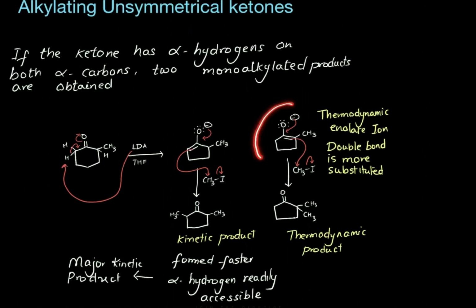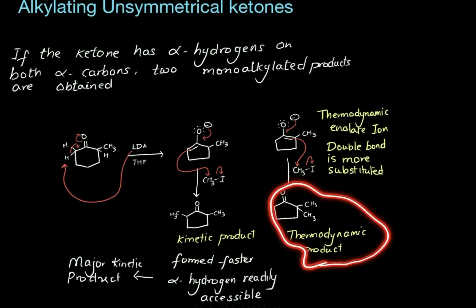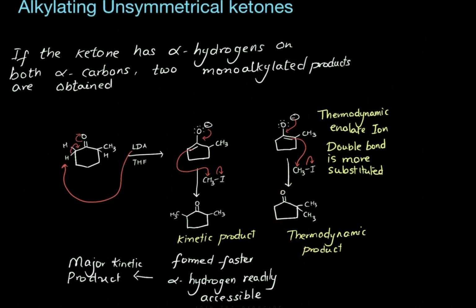Okay, and then once it forms the stable enolate, it's going to do the nucleophilic attack on the alkyl halide, thereby forming the thermodynamic product. Okay, so with unsymmetrical ketones, you form two different types of products.